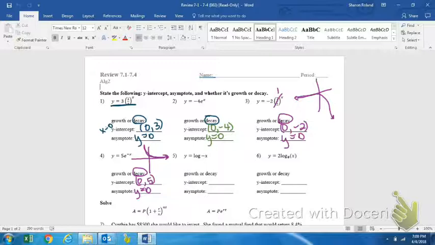Number 5, logs are different. If you put log negative x in the calculator, when you type it in, it's going to give you parentheses for it. And the graph is going to look, let me see.